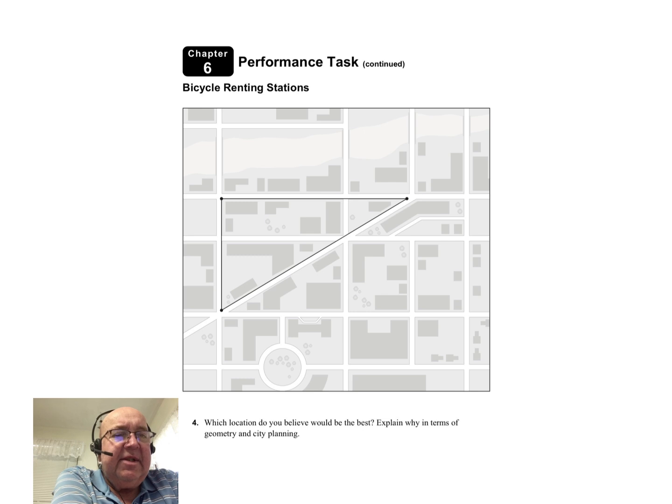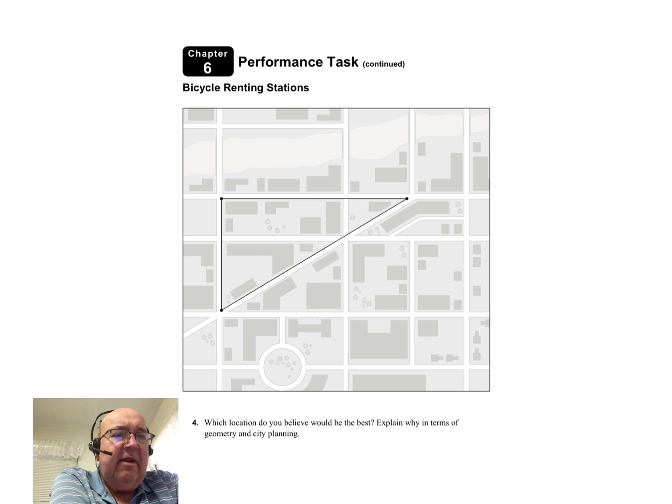Last, you're going to label your locations 1, 2, and 3, and then you're going to make a statement of which location you believe would be the best. So you need to state whether that 1, 2, or 3 would be the best, and explain in terms of geometry and making it easier to go about the city why those are best, or why the one you chose is the best. Again, there's no right or wrong here. It's going to be what you believe and what you can justify.